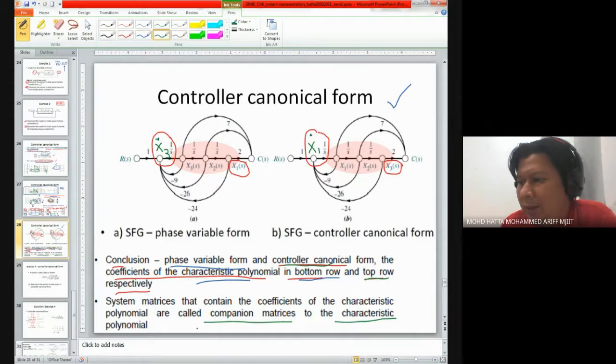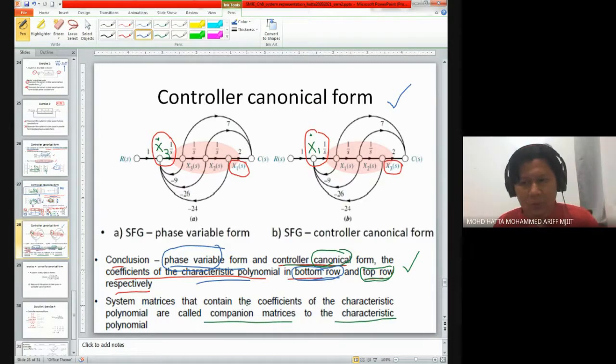I think this is not as crucial as what we see over here. Maybe this is part of the definition, but the thing that's very crucial is that for canonical form, the characteristic polynomial will be at the top row, and for phase variable form, the characteristic polynomial will be at the bottom row. This is very crucial to differentiate between phase variable form and controller canonical form.